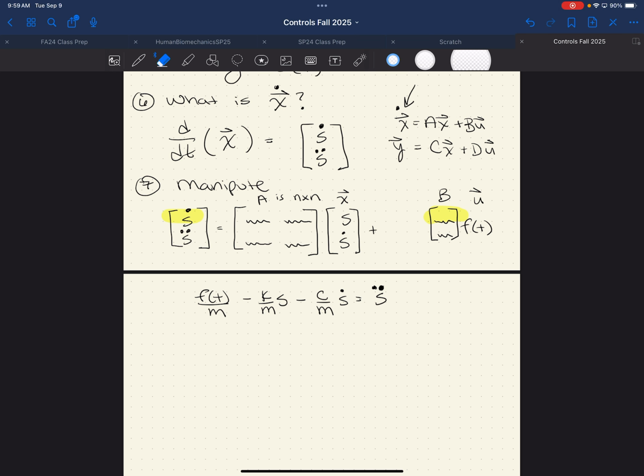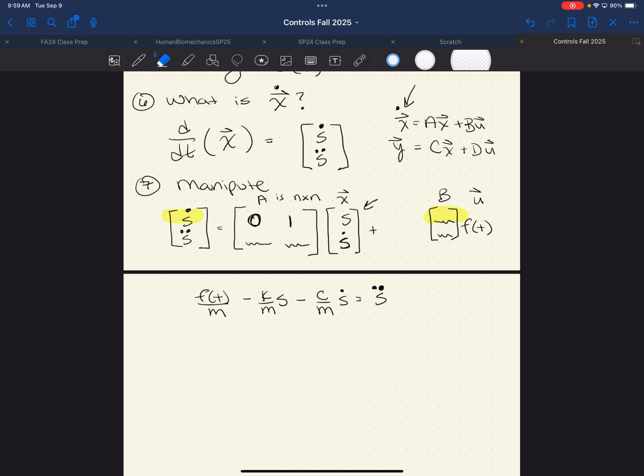So if I want this top row to read S dot equals S dot, how many S's do I need to pick out? 0. How many S dots do I need to pick out? 1. When I multiply this top row and dot it with this column, I'll get 0 S plus 1 S dot equals S dot. That's it. That's all I need to do. S dot equals S dot.